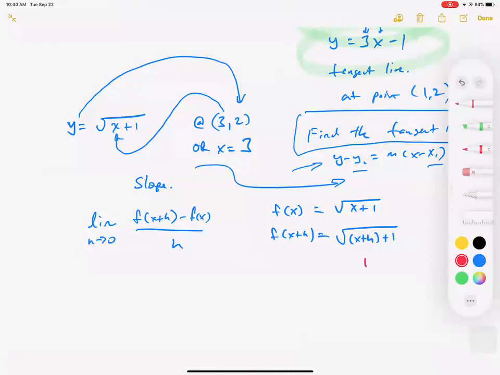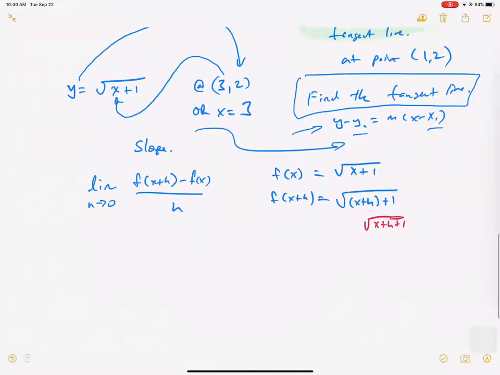You can write this as square root of x plus h plus 1 if you want. Doesn't matter. Okay, let's go ahead and set this up. I'll give you guys 10 seconds to set this up yourself if you haven't done so already. Go ahead and set up that limit for me. Okay, hopefully you're plugging it in. Just straight copying.